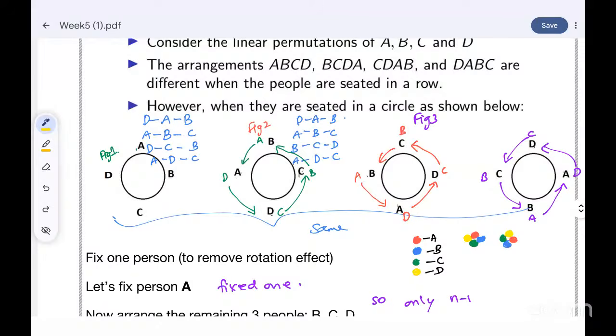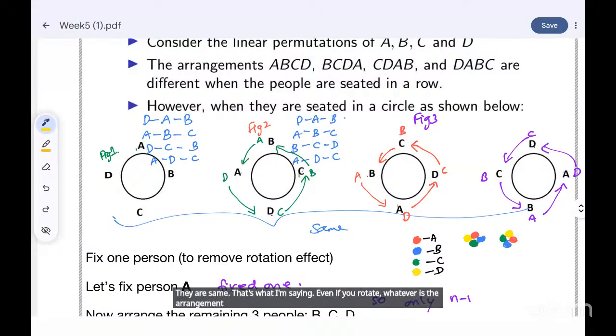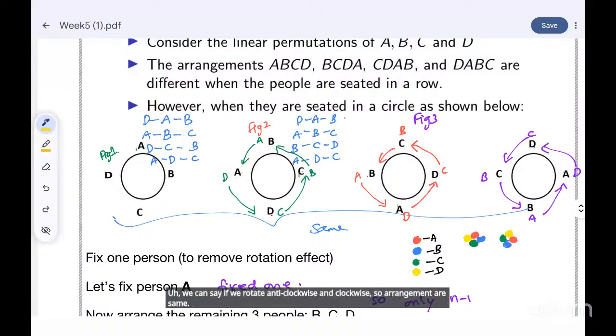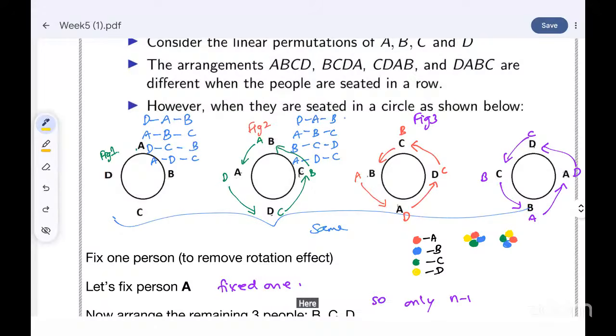Now, is the necklace the same or different? Tell me. Same. They are the same. That's what I'm saying. Even if you rotate, whatever the arrangement is, that has not changed. The previous arrangement and this arrangement are still the same. Ma'am, we can say if we rotate in anti-clockwise and clockwise, the arrangements are the same in this case.